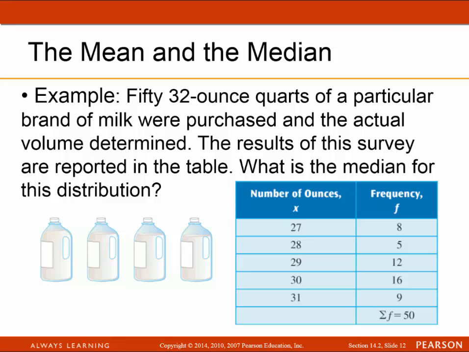So here's another example. Fifty 32-ounce quarts of a particular brand of milk were purchased, and the actual volume determined. The results of the survey are reported in the table. What is the median for this particular distribution? The number of ounces is X, and the frequency is F. In order to find the median, we're going to have to list them from the smallest to the largest, and then find what the median is.